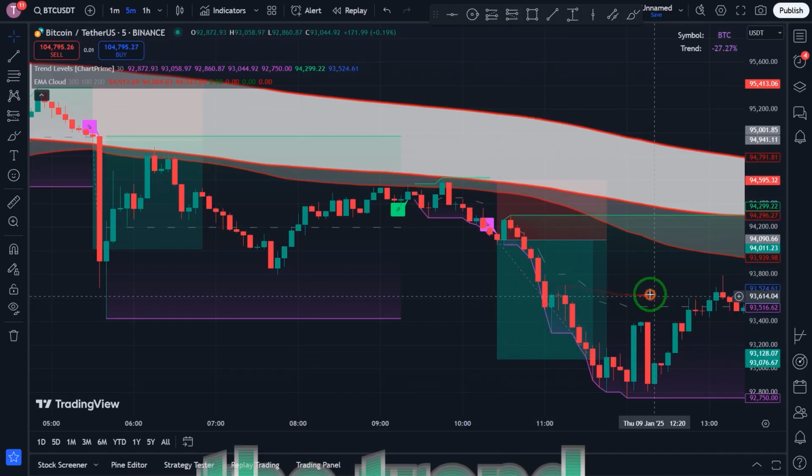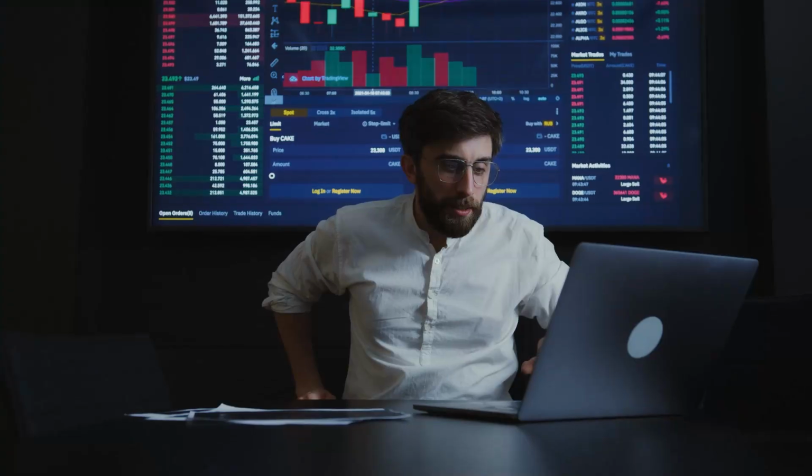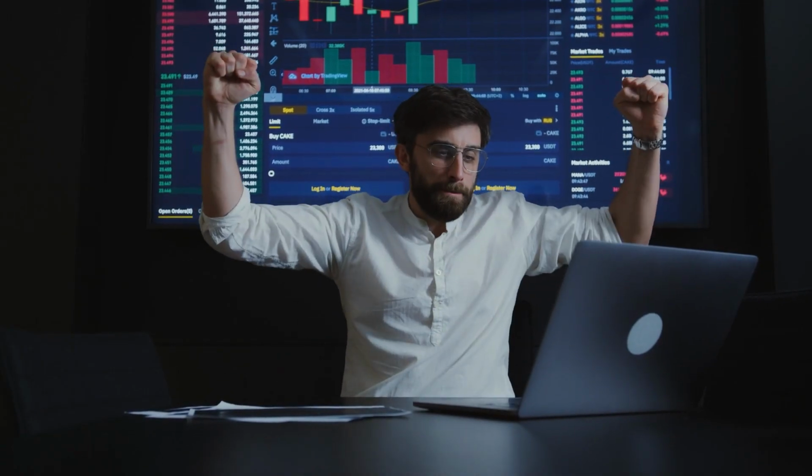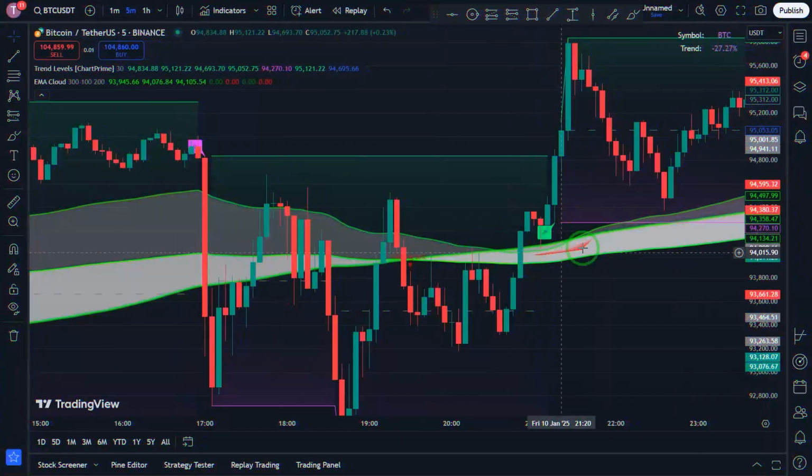By trading with the trend and sticking to simple, effective rules, you will improve your odds of success and make trading a lot easier.